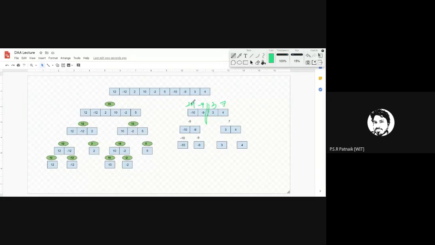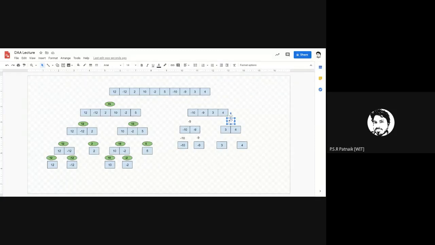What is the sum of this? Minus 19 plus 7. What will you get here? Minus 19 and plus 7. You get minus 12. That's the maximum sum you get from here. So minus 12, minus 9 and 7. Which is greater? 7 is greater. So the sum which comes here is 7. So we get a 7 here.